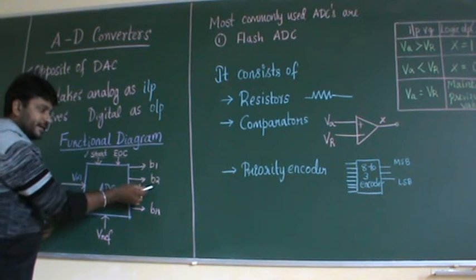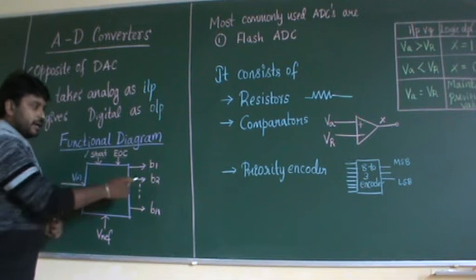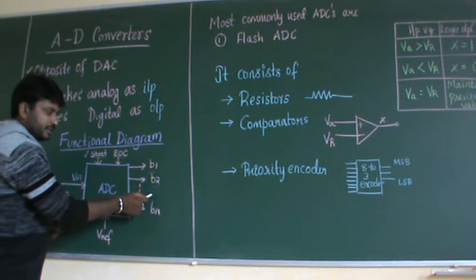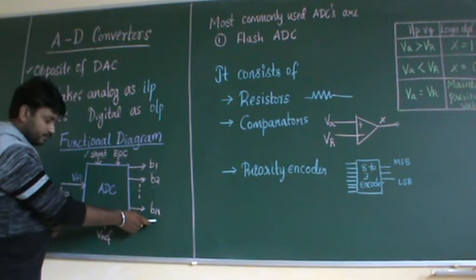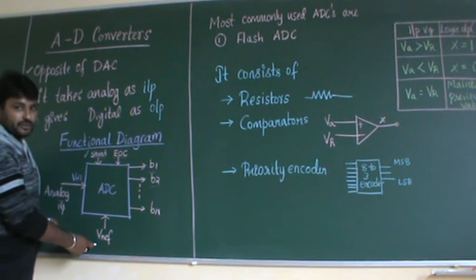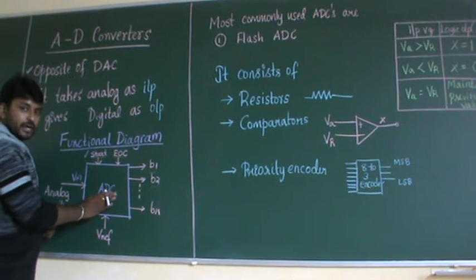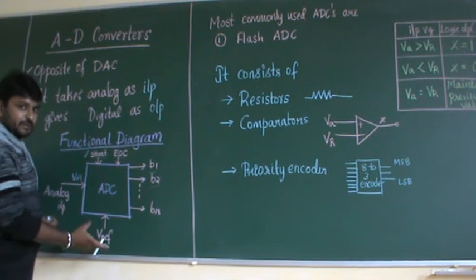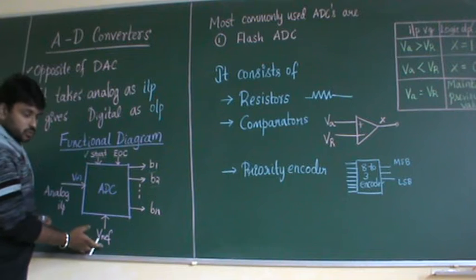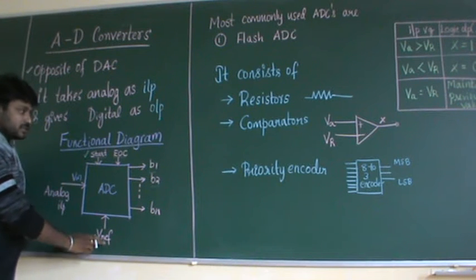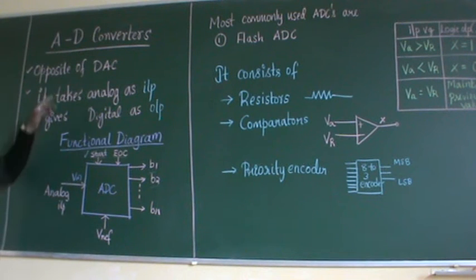And here you will be getting the digital data represented as B1, B2, B3 till Bn. This is a general diagram, so therefore we are writing Bn. And what about this? We have to give a reference voltage in order to make the ADC work. We have to supply some power supply, right? So that's why we have to provide a reference voltage, and that is represented by V reference. So this is a functional diagram for ADC.